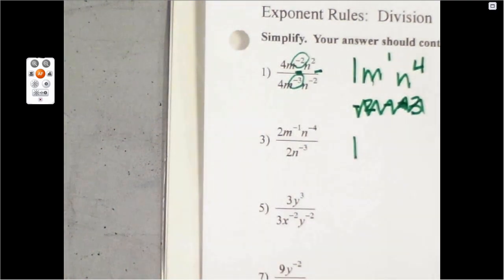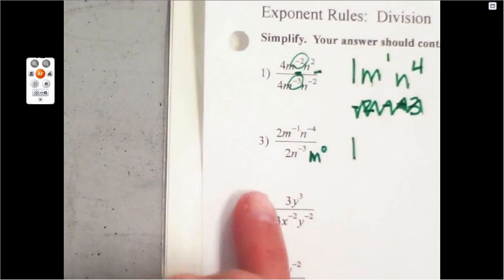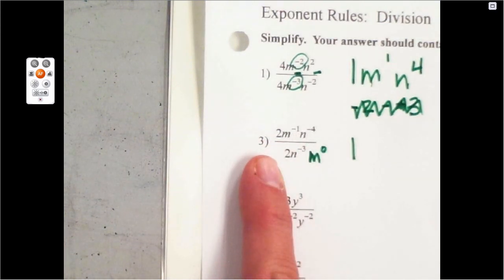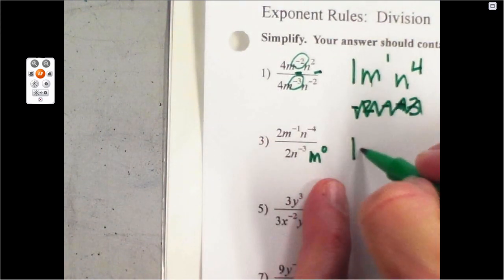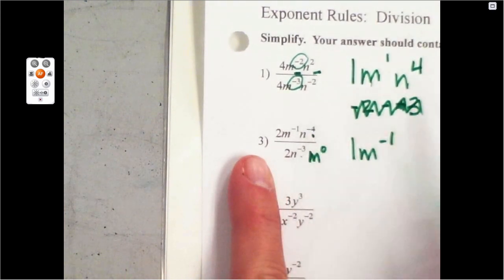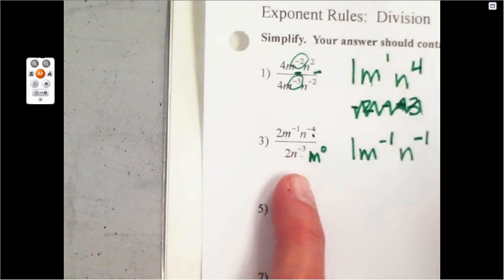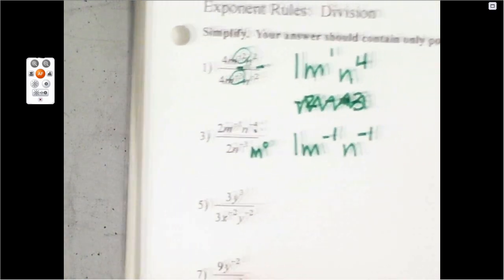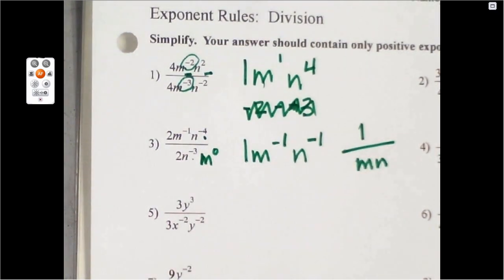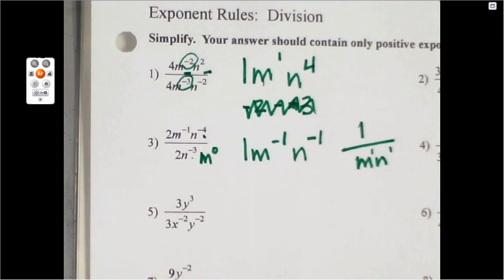-1 minus, okay, look at the M here. I do not have an M. So if you want to put it, you can. You don't have to. -1 minus 0 is -1. -4 minus -3 is -1. I can't write it like this because I've got negative exponents, so this would be M to the -1 N to the -1. Number 5.